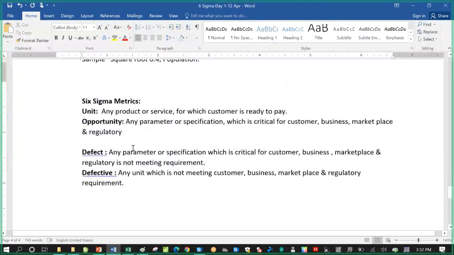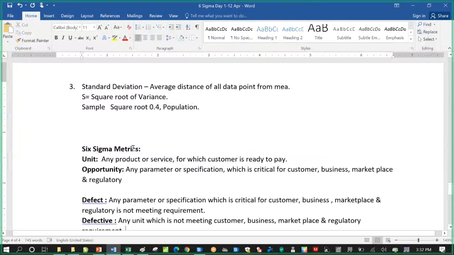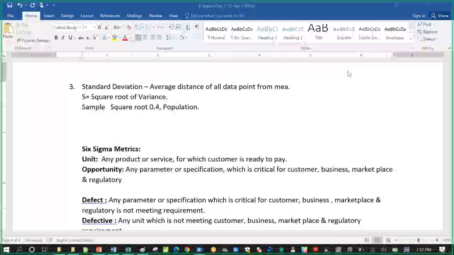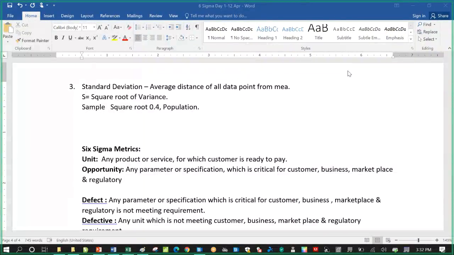For an example, if I say in cell phone, I was trying to tell you that, the screen is not good, keypad is not good, camera is not good. These are defects. But how many defective? Only one, because one laptop, one mobile is not good. What is the unit? Unit is one. What is the defective? Defective maximum can be one. But how many defects? Multiple. How many opportunity? Number of requirement that you're looking at.